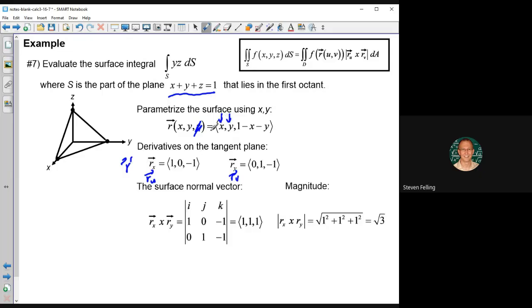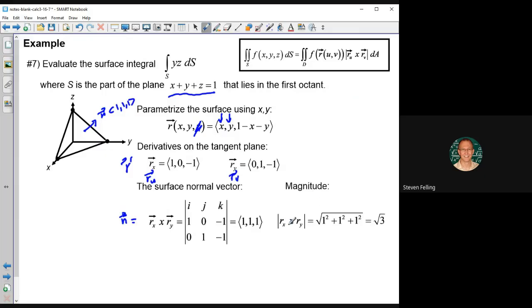So the x one would be 1, the y would be 0, and the z would be negative 1. And then the partial derivative in the y direction, which is our v parameter, is going to be 0, then 1, and then negative 1. And then we're going to be finding the surface normal vector, okay, which is r_u cross r_v. So I do my cross product setup here: 1, 0, negative 1, 0, 1, negative 1. If you go through the process by hand, you'll end up getting the vector 1, 1, 1. So the normal vector to this surface is 1, 1, 1.